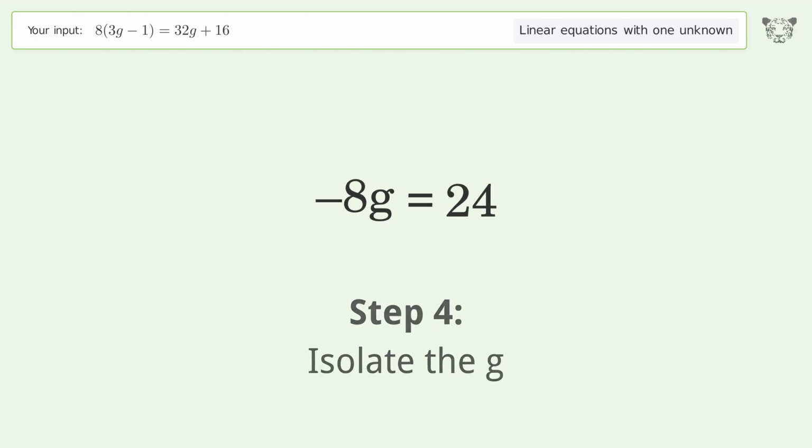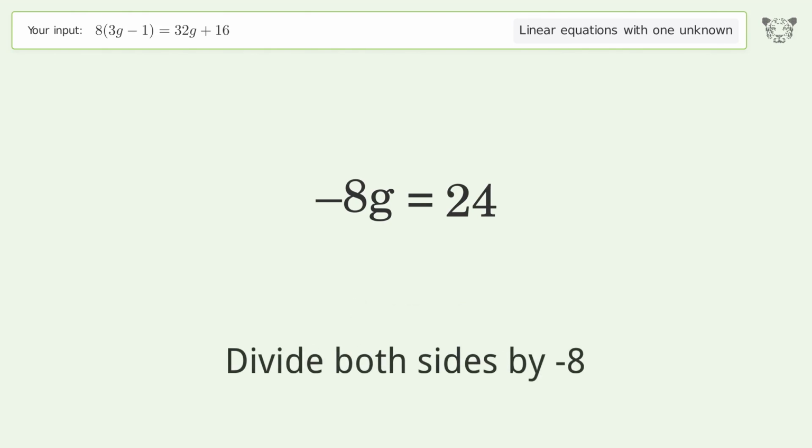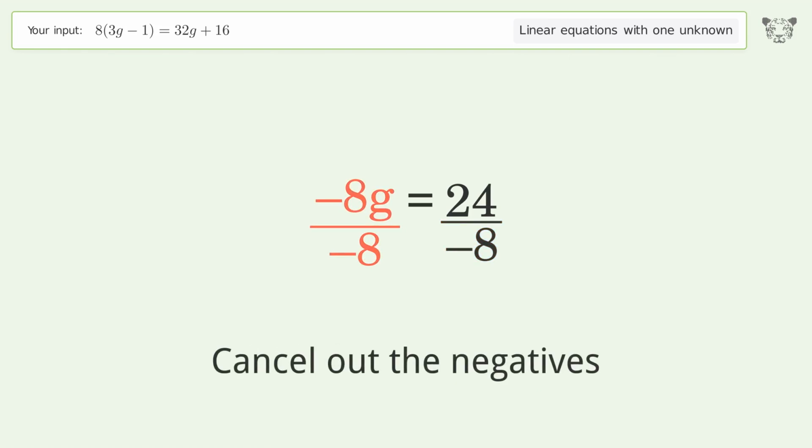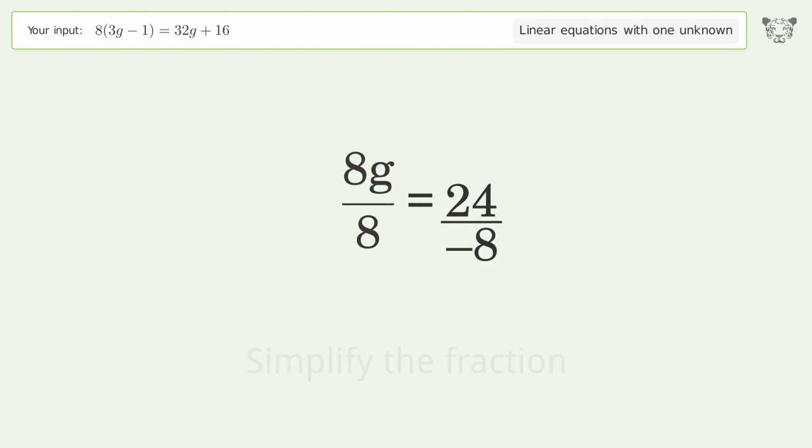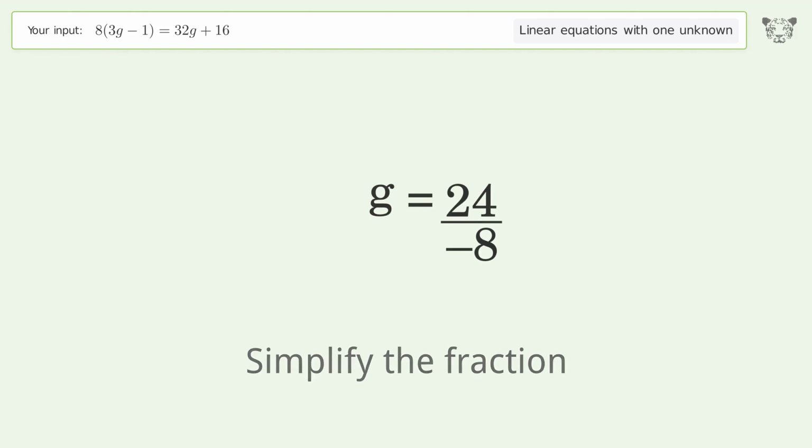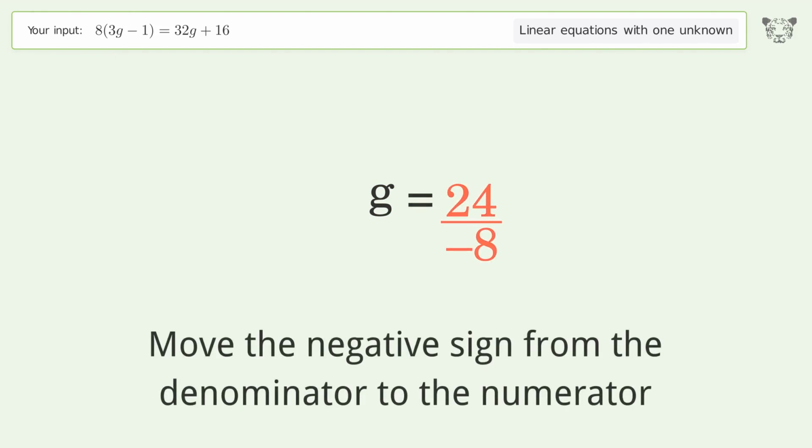Isolate the g. Divide both sides by -8. Cancel out the negatives. Simplify the fraction. Move the negative sign from the denominator to the numerator.